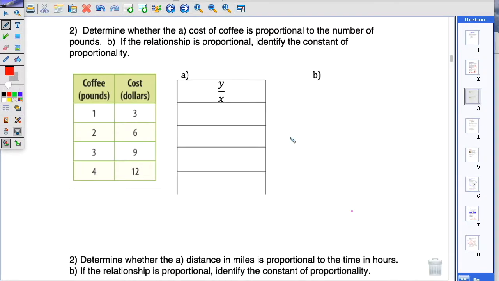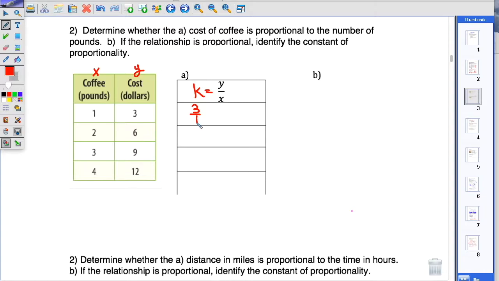Number 2. Determine whether the cost of the coffee is proportional to the number of pounds. If the relationship is proportional, identify the constant of proportionality. So in our problem over here, our coffee is your x value in pounds, and the cost is your y value in dollars. To figure out your constant of proportionality, it's your y value over your x, so our dollars over our pounds. So number 1 is 3 over 1.